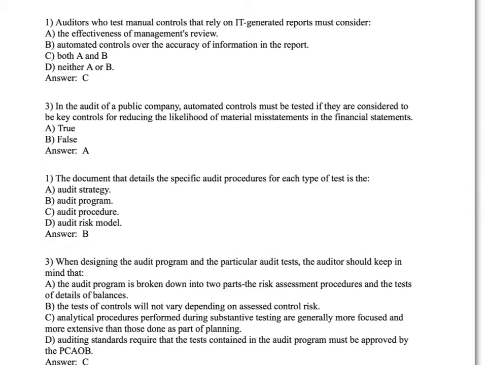Number 1, the document that details the specific audit procedures for each type of audit is the audit program. That's what you've been putting together, these audit programs. Now remember, that's going to be the document that identifies all of the audit procedures, right? So you have your audit program, and within your audit program, you have all of your audit procedures.